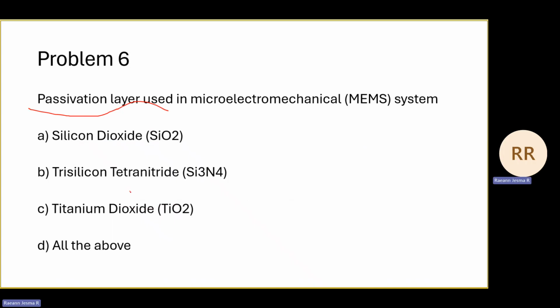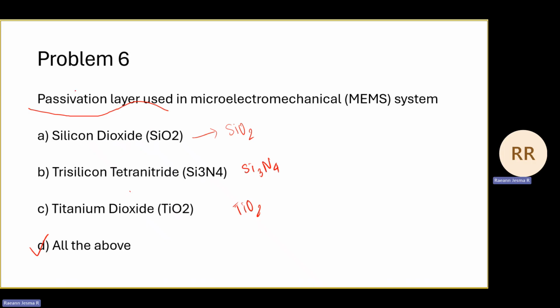Okay. Here, you can see that all these options are insulators, right? Silicon dioxide is an insulator. Silicon nitride is also an insulator, and TiO2 is also an insulator. So which of them are we using as a passivation layer? The correct answer is all the above.